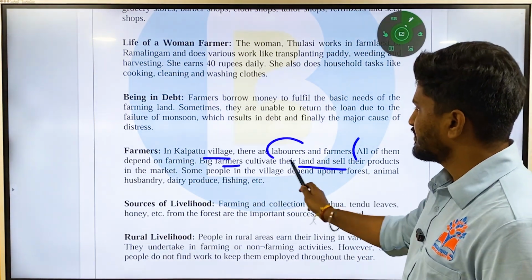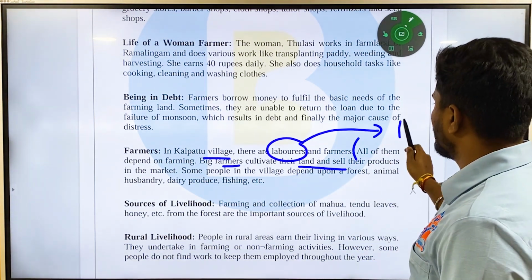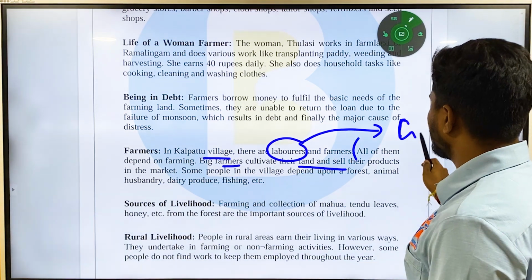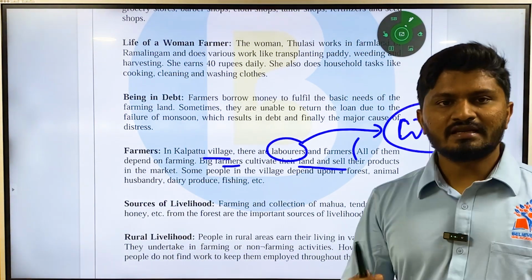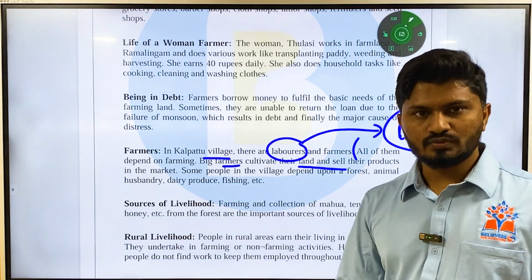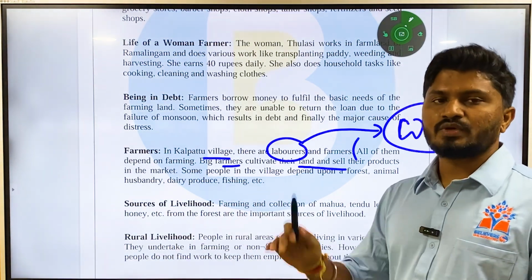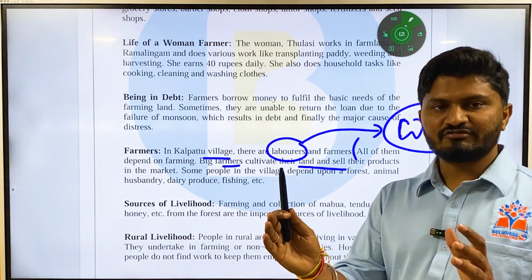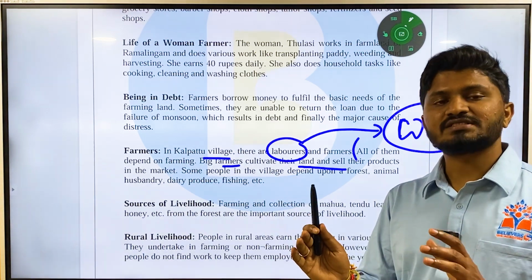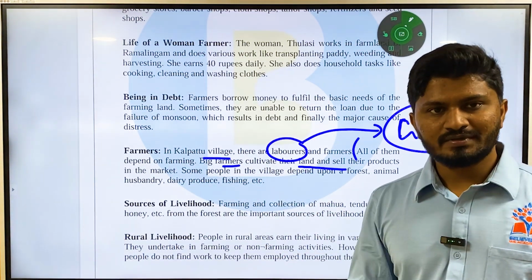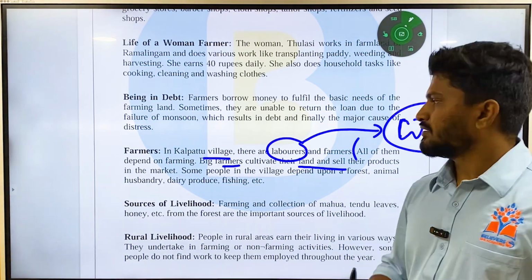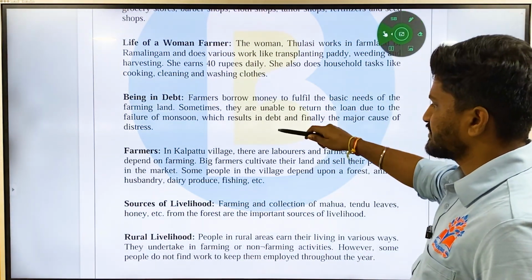Whereas laborers work on another farmer's farm. They work as laborers in other people's agricultural activities. A person who owns the farm and cultivates in his farm is called a farmer, and a person coming from another area and working on that farm is called a laborer. So this is the difference between farmers and laborers.